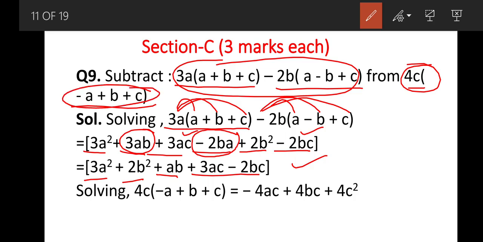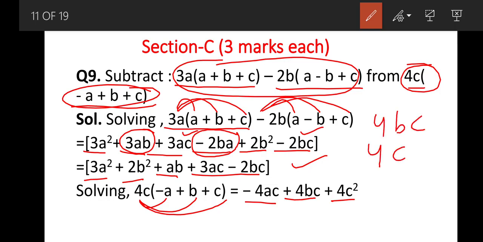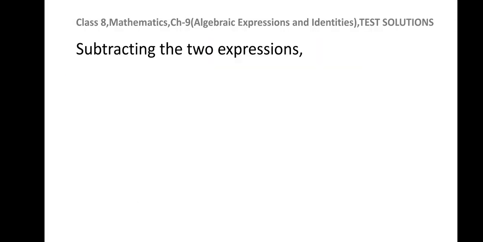So 4c into a, minus 4ac; 4c into b, plus 4bc; 4c into c, that will be plus 4c square. Here children, 4bc or 4cb, these two are the same. There is no difference between these two terms. So bc or cb, it is one and the same thing. Now we need to subtract.